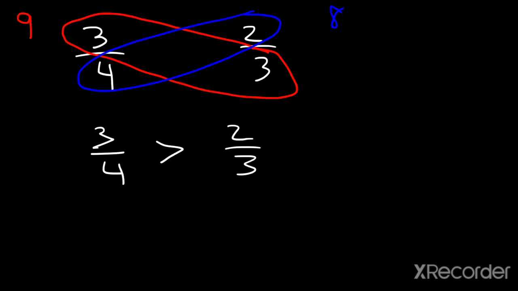Now let's confirm it with a calculator. If you type in 3 divided by 4, you should get 0.75 as a decimal. 2 divided by 3 is 0.6 repeated. 0.75 is larger than 0.66, so we can see that this technique works.